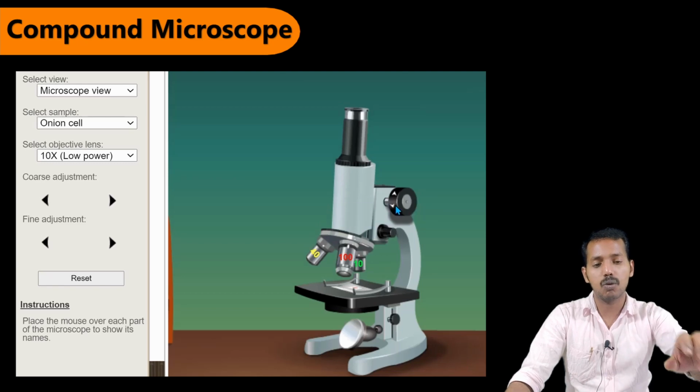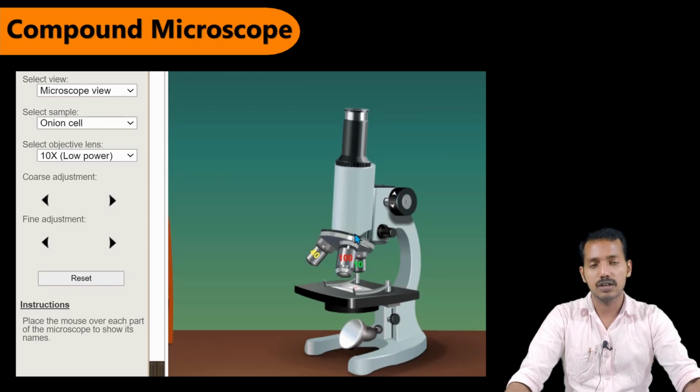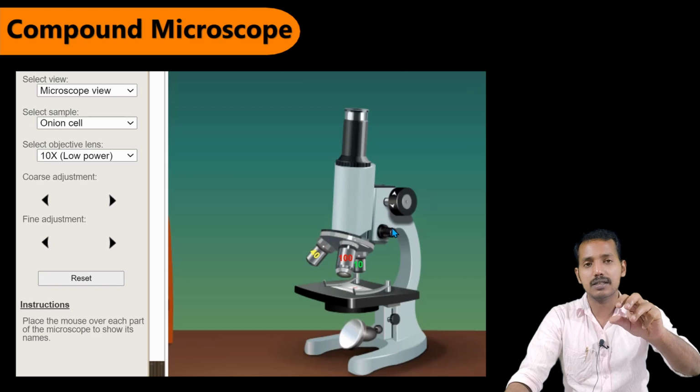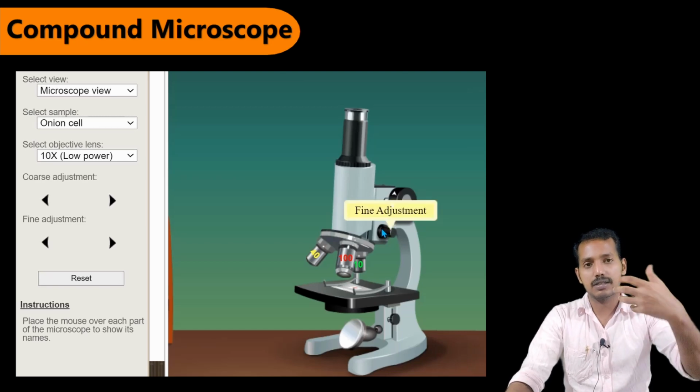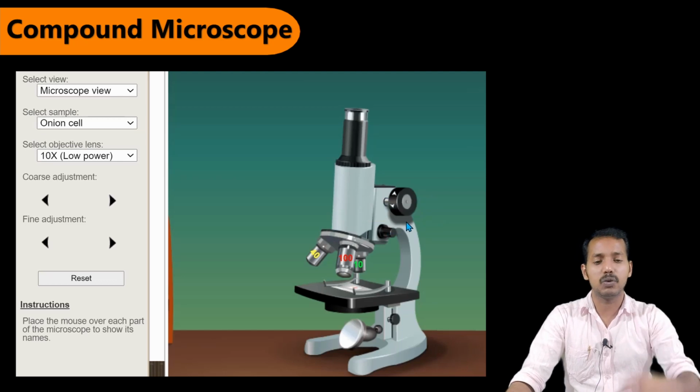When we twist the coarse adjustment, you can see the body tube will be moving upward, and if you twist in the opposite direction, it will move downward. So that is to adjust the focus. Similarly, this is the fine adjustment. Fine adjustment is for adjusting in a small variation. So that cannot be seen from outside. That will be adjusted inside the body tube.